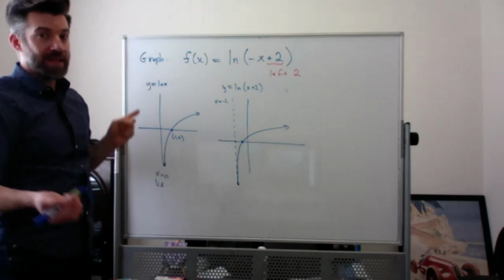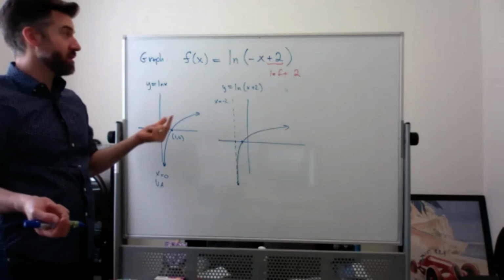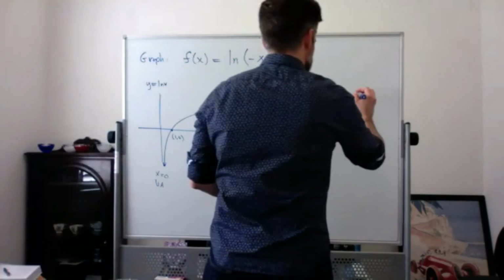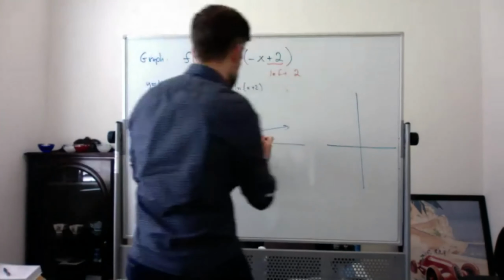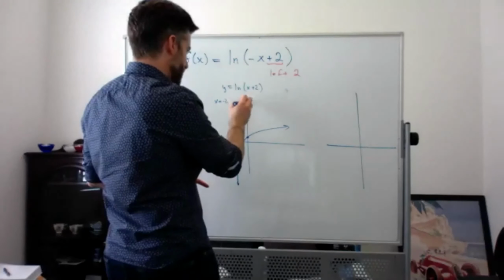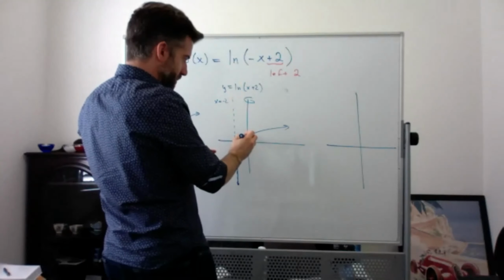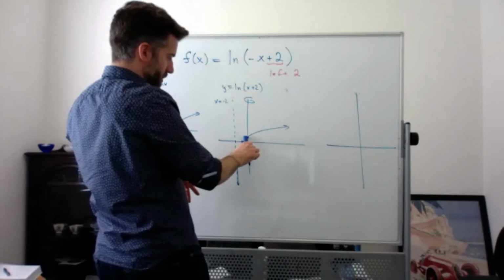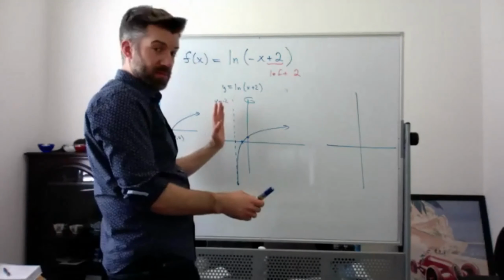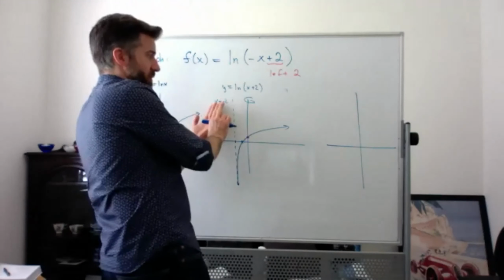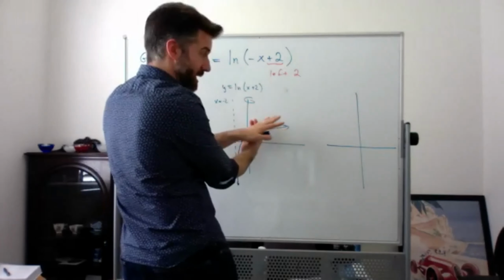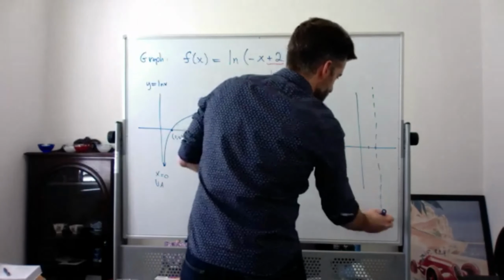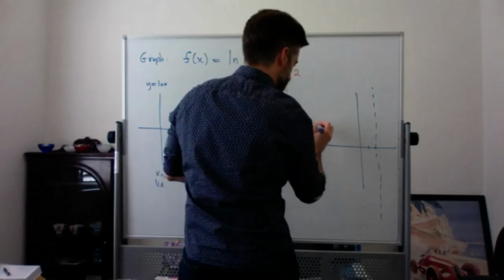Okay. And now we're going to do the reflection. So this negative here is going to reflect us about the y-axis. So what ends up happening is this whole thing flips around this line. This point stays stationary, but now this part is going to be going that way, and this part is going to be going that way. So importantly, my vertical asymptote flips from x equals negative 2 over to x equals positive 2. So it looks like this.